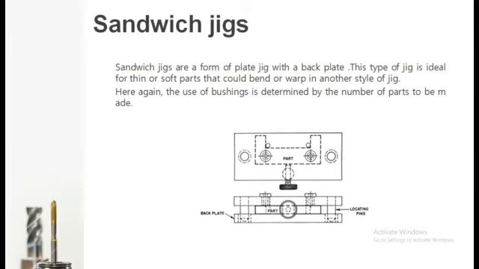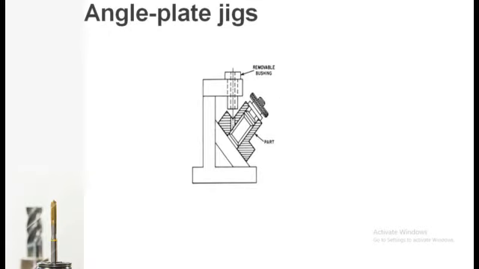Sandwich jig. This type of jig is mainly used where machining or drilling is to be done on softer or less heavy workpieces. Also, if extra clamping pressure is exerted on these workpieces, they may deform. So this type of sandwich jig is used, and most probably where you require stepwise drilling, or where different diameters of concentric holes are to be drilled in the workpiece. Next is the angle plate jig.